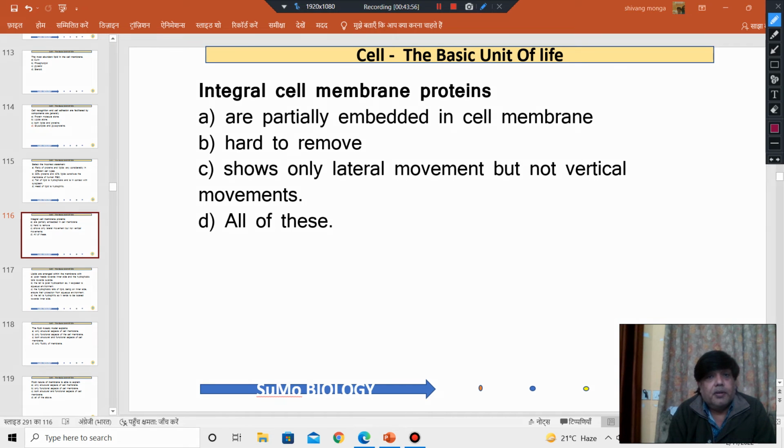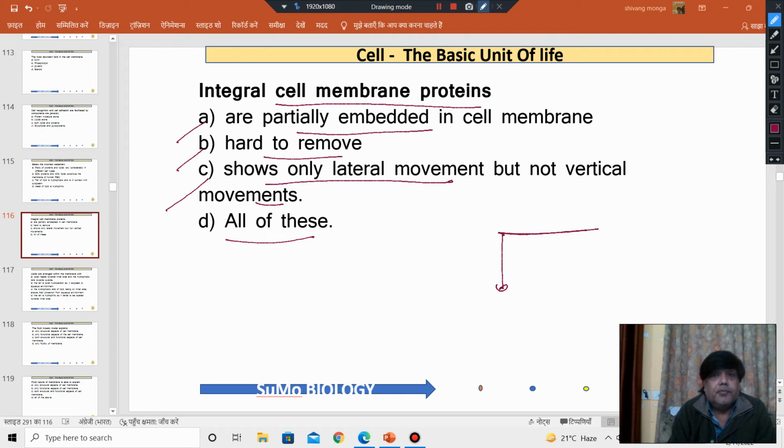Integral cell membrane proteins are partially embedded, hard to remove, and show only lateral movement but not vertical. Lateral movement show करेगी, flip flop movement show नहीं करेगी. All of this, you should go with all of these.